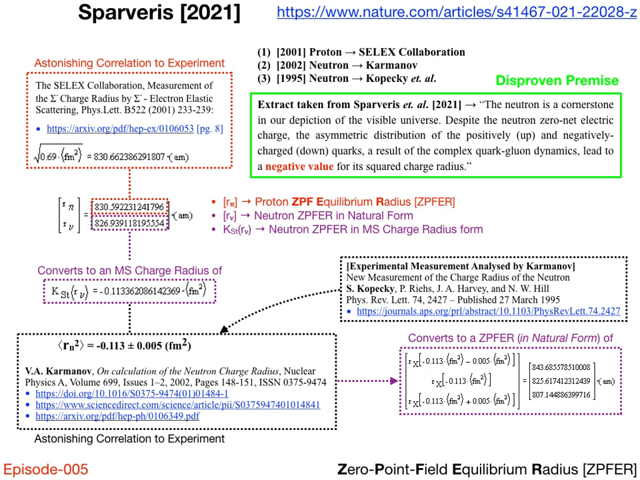Therefore, we can confidently claim that we have disproven the premise of complex Quark-Gluon dynamics in relation to the size of the neutron. We are not claiming that complex Quark-Gluon dynamics do not exist. We are claiming that the premise of complex Quark-Gluon dynamics is irrelevant with respect to the size of the neutron. Let's now take a look at our exact analytical solution.